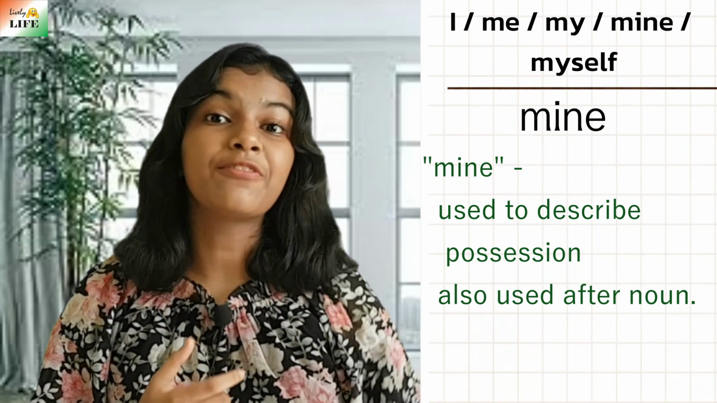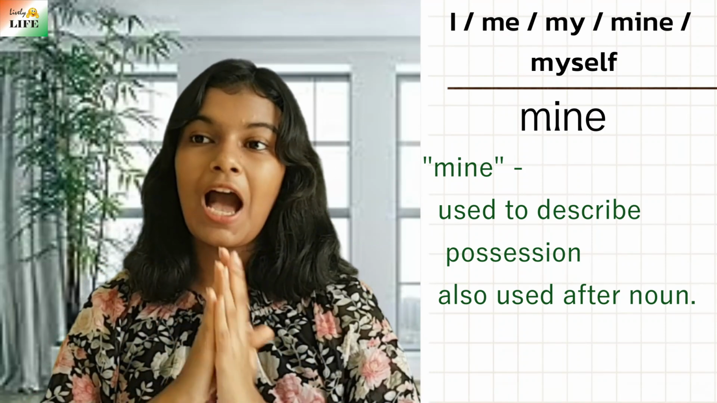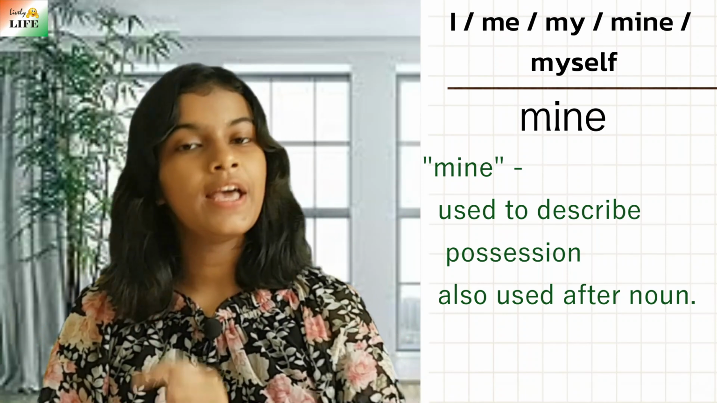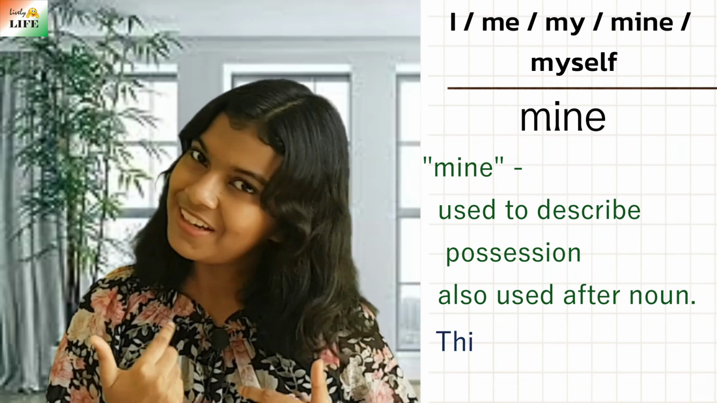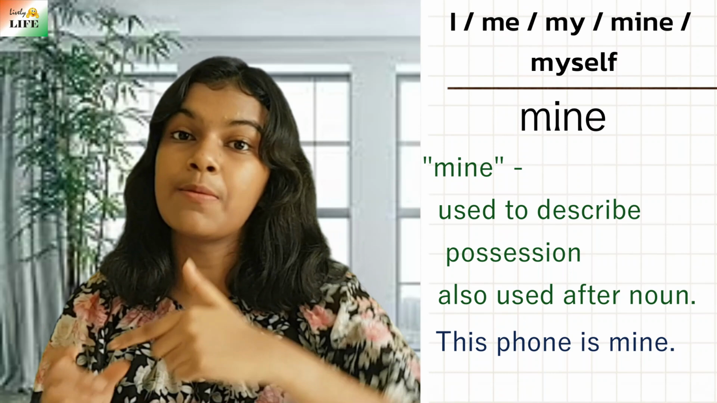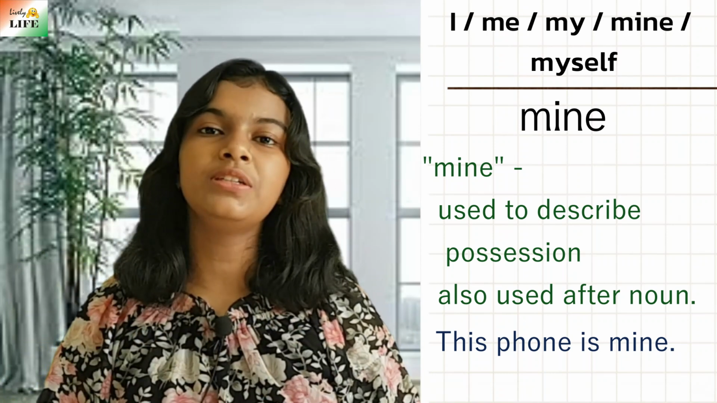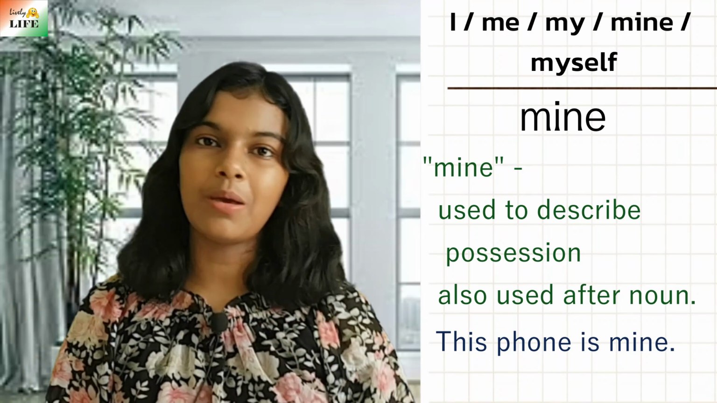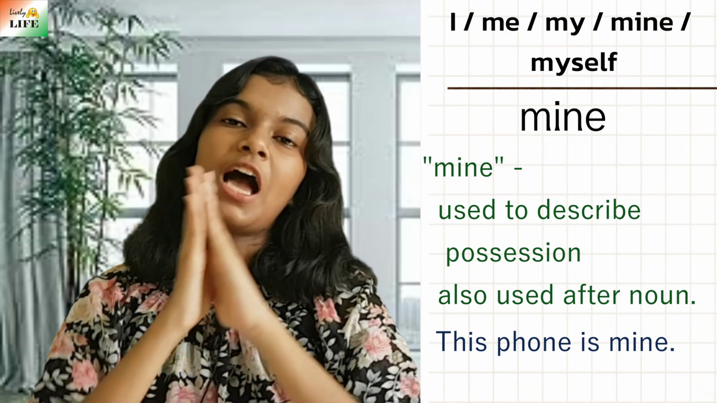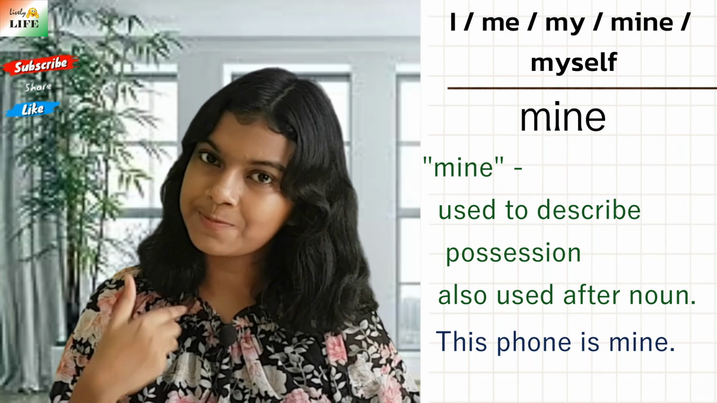We took this is my phone as an example, right. So how do we form this sentence using mine? This phone is mine. You get it, right? Phone, after that we are using mine. This is my phone. Before the noun, after the noun. A very simple difference, yet slight. So just remember this much: my is used before a noun, mine is used after the noun. This phone is mine.